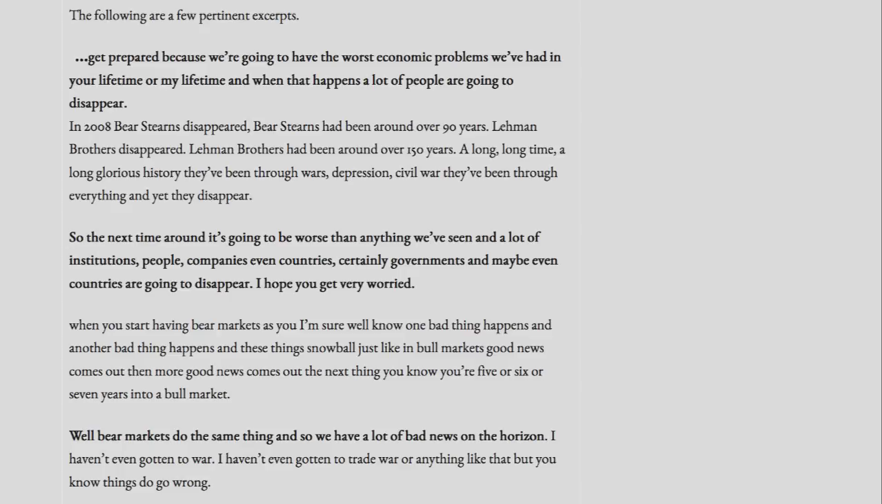In 2008, Bear Stearns disappeared. Bear Stearns had been around over 90 years. Lehman Brothers disappeared. Lehman Brothers had been around over 150 years. A long, long time, a long, glorious history. They've been through wars, depression, civil war. They've been through everything. And yet, they disappear.